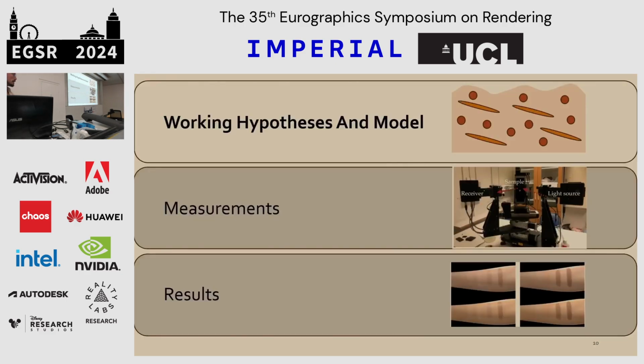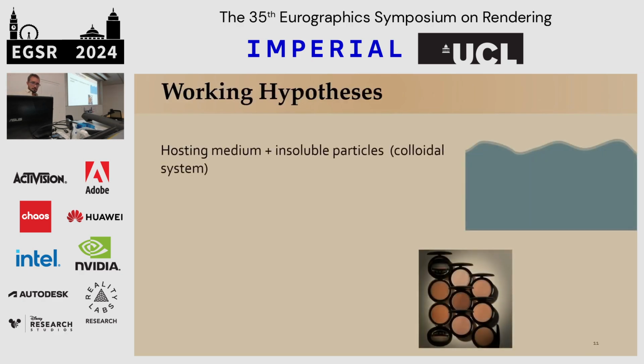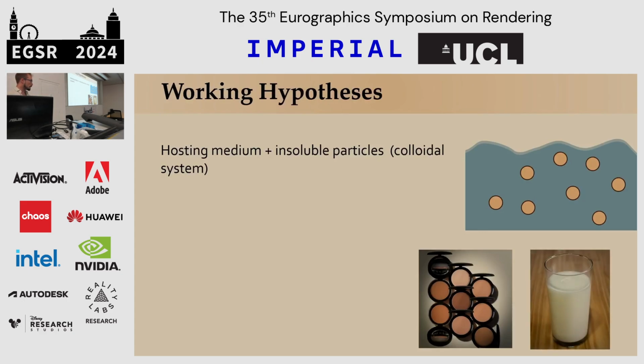So I'll now start to discuss the work hypothesis and the model that we would like to propose, and then finally I'll discuss measurements and results. So we start by making the assumption that cosmetics are essentially a hosting medium filled with insoluble particles, which makes a colloidal system. This is a very general description, because it can be applied to many materials, such as milk, for example, in which the hosting medium is water and the particles are fat.